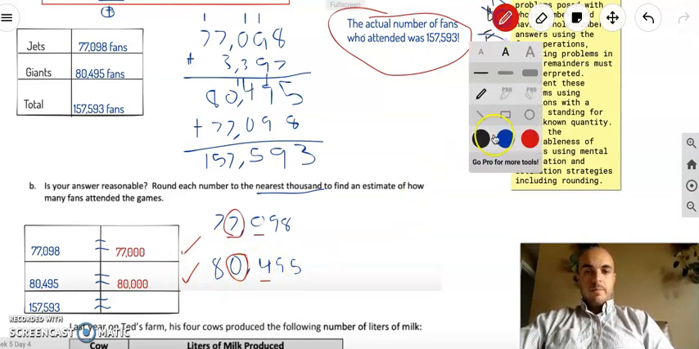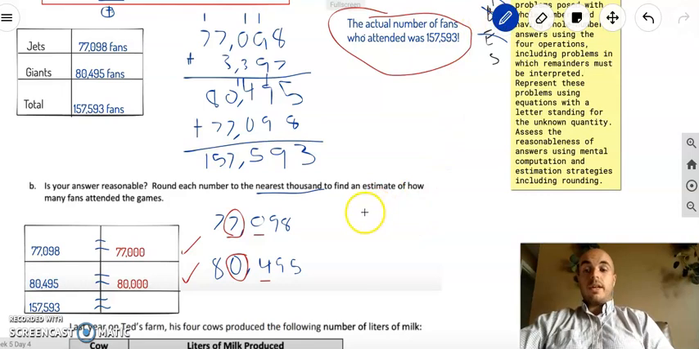Now let's do the same for our total, and let's see if this all checks out. So 157,593.